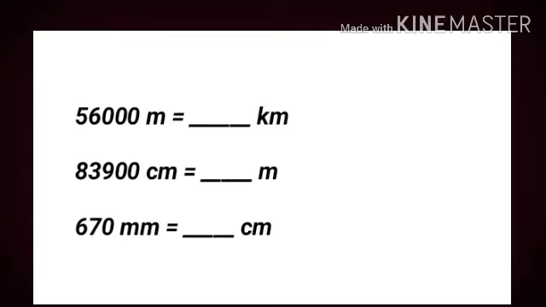Dear children, look at this example. Here we have 56,000 meter equal to dash kilometer. We have to find out the kilometer. So look here: which is the biggest unit and which is the smallest unit? The smallest unit is given. You have to find out by making it to the biggest.